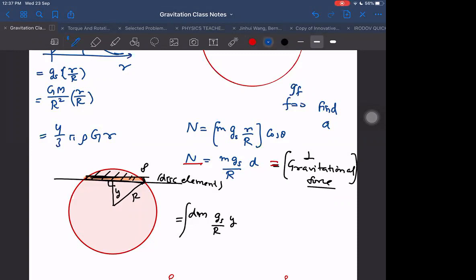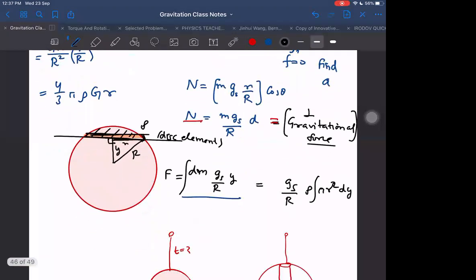Therefore, we can do that. Therefore, I can integrate it to get the net gravitational force. What is that? That is equal to g_s taken out, r taken out, dm. dm can be written as rho into volume. Volume will be, let me take this radius of the disk as small r, pi small r square into the width of the disk, that is dy. Now the integral. r square you have to write in terms of y. g_s outside, rho outside, r outside, pi outside.